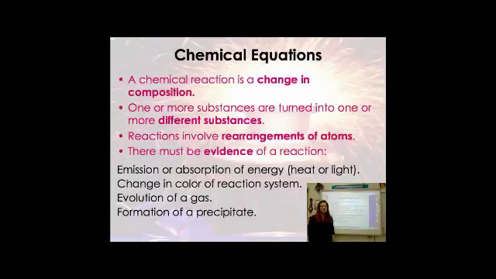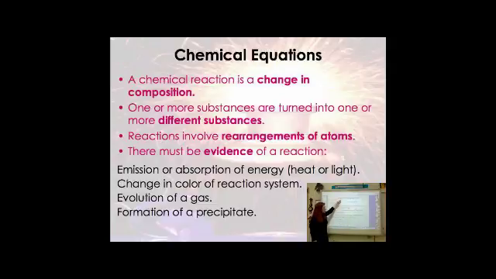Just a couple slides of review about chemical equations and chemical reactions. A chemical reaction is a change in composition. So how do we write that? We have reactants on the left side of the equation with an arrow in the middle, and our products are going to be on the right side. One or more substances, our reactants, are going to change into a different substance, which you're going to see are the products on the right-hand side. The atoms are rearranged from the reactants to the products.